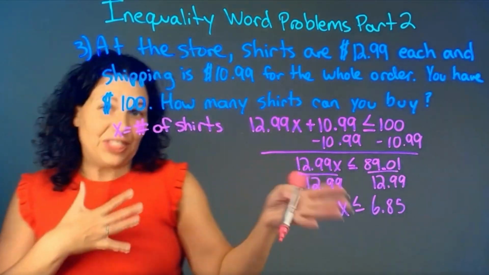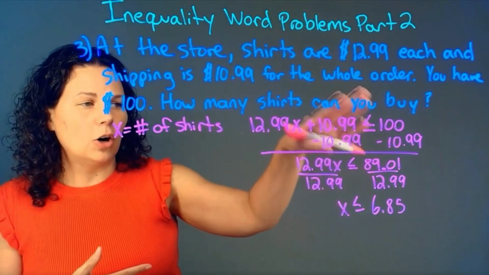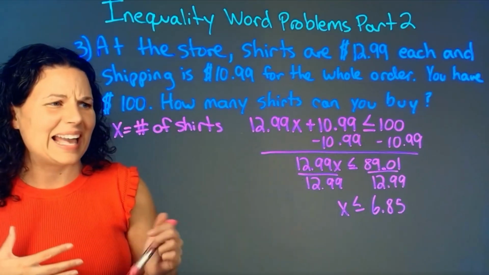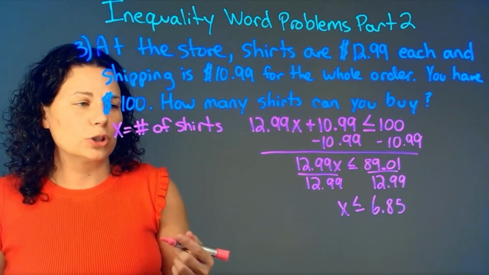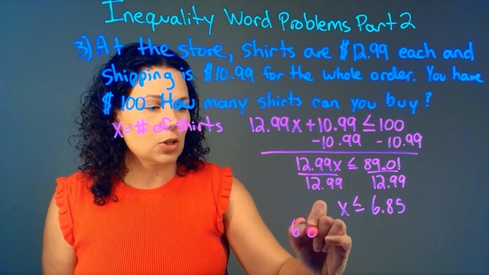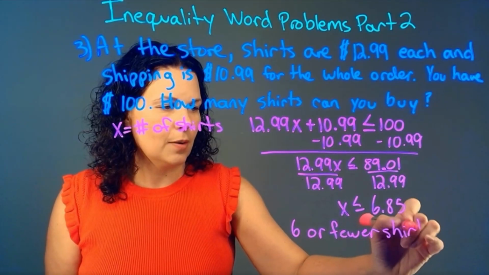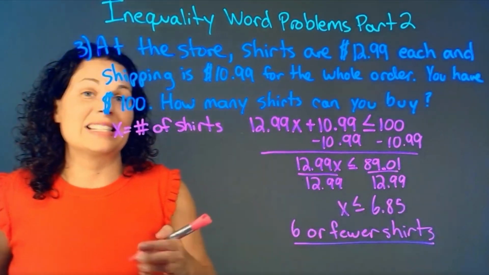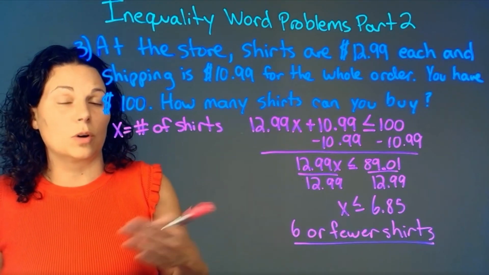Okay, so this is correct for this problem. But if I look at the whole problem, this doesn't make sense. Can I buy 0.85 of a shirt? No, you have to buy a whole shirt. So you can get 6 or fewer shirts. You don't have enough money to get the 7th shirt. We can't buy part of a shirt, so we buy 6 shirts or fewer.